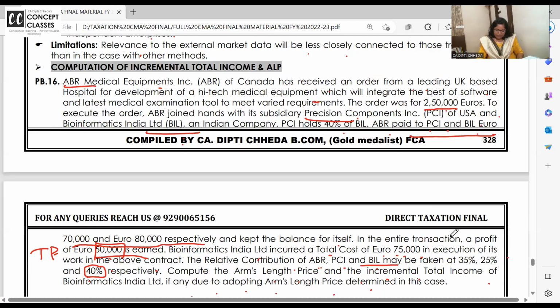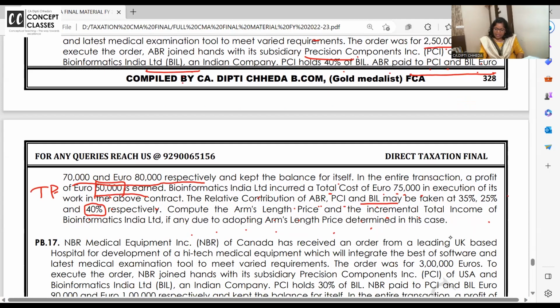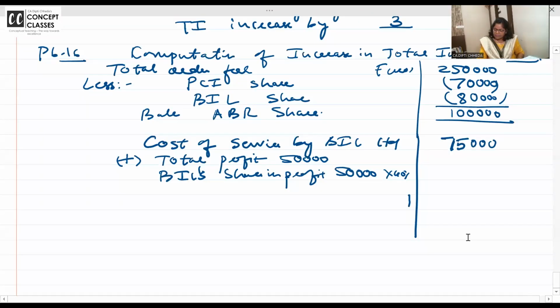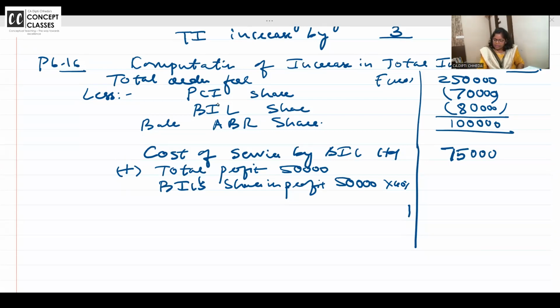Take a pause, 2 minutes. रीड एट स्क्रीन विथ मी. ये देखो टोटल प्रॉफिट. Are you all reading with me? टोटल प्रॉफिट is 50,000. उसमें तीनों का शेयर है 35, 25, 40. तो BIL का शेयर कितना है? 40. So BIL share is 40. 40% मतलब कितना आ रहा है आपका? 20,000.